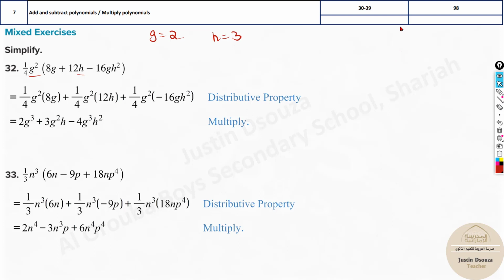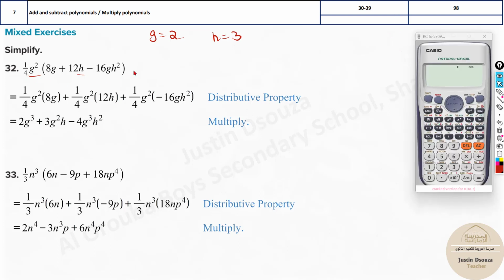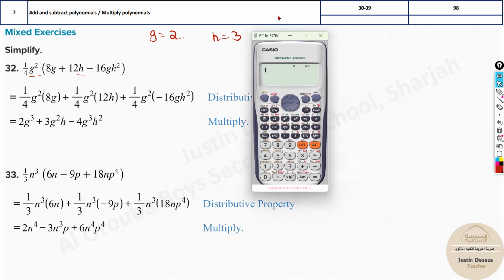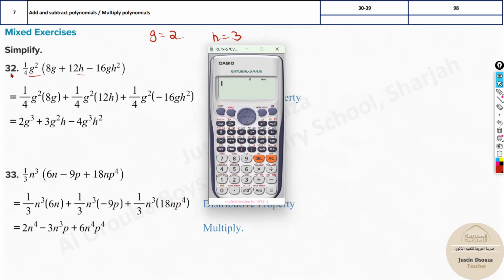Now let's take out our calculators. Here we will have to substitute this. But when you're substituting, instead of G, put the number 2, because you can't solve in a calculator when there are two variables. Now I will substitute 1 by 4 as it is, but only instead of this G, I have to put 2 squared. Multiply it with, let me just type it as it is, not even changing anything, but wherever G is there, I put the value 2.